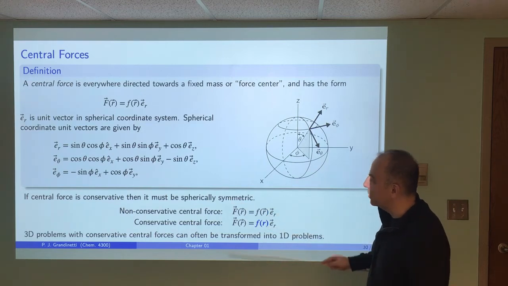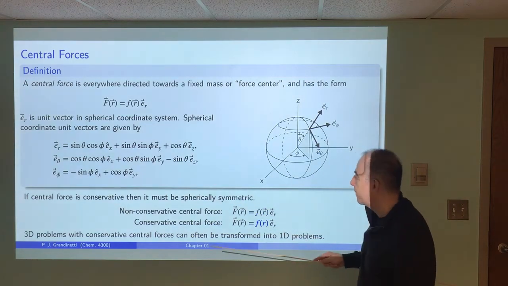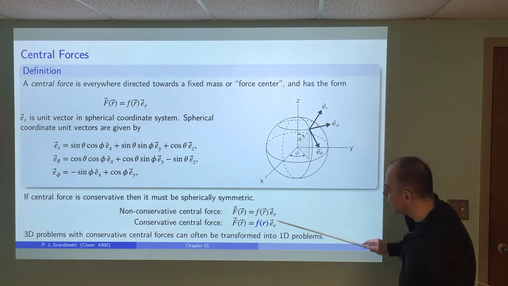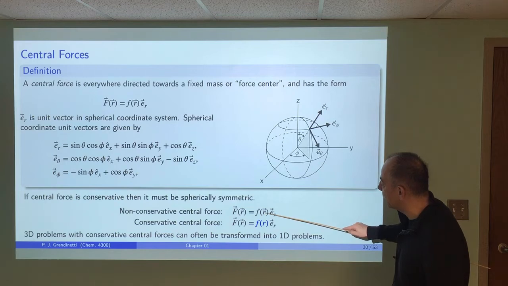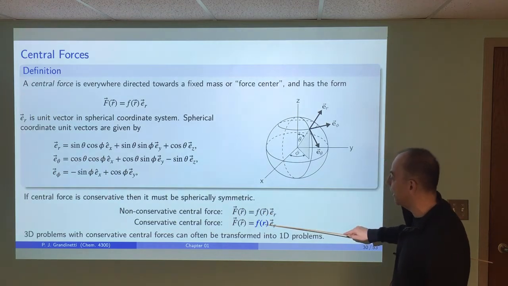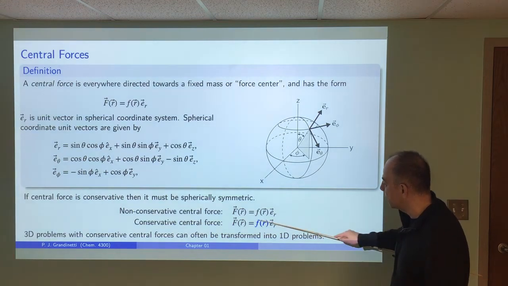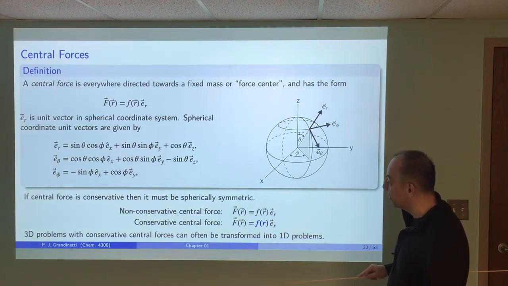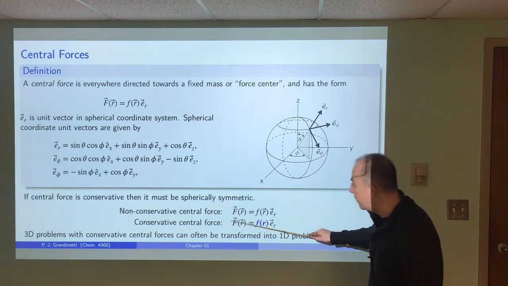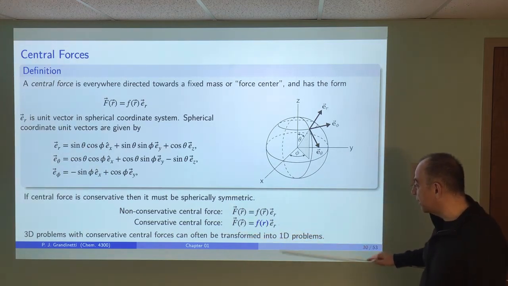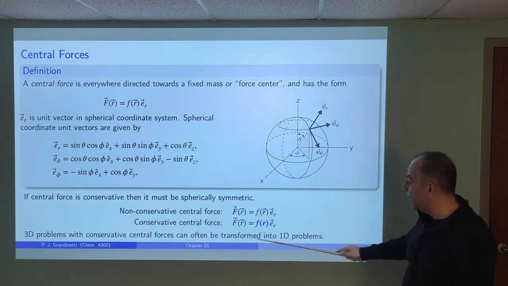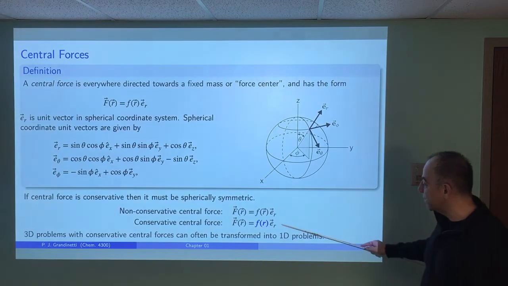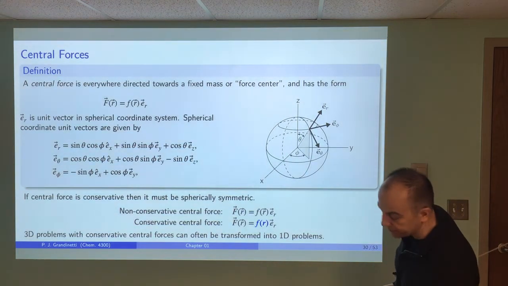If your central force is additionally conservative, then that means it must be spherically symmetric. So that means instead of being a function of the radius vector, it becomes just a function of the radius, how far the distance you are from the force center. So this is what happens if you have a conservative central force. And this is really convenient because we'll find later in the course that a lot of problems with conservative central forces can be easily transformed into one-dimensional problems, even though they start out as three-dimensional problems.